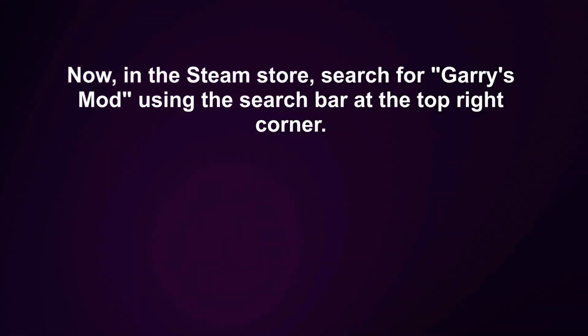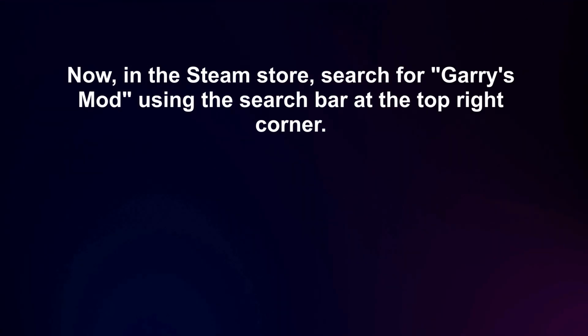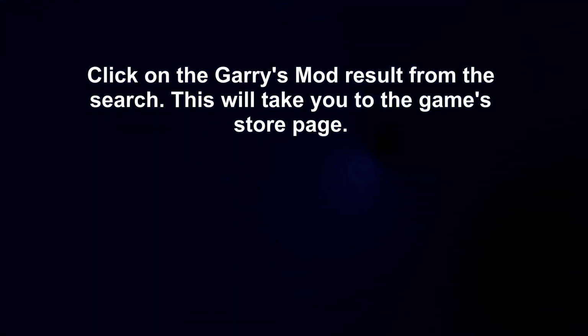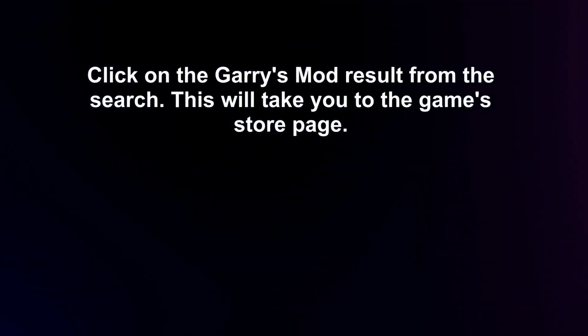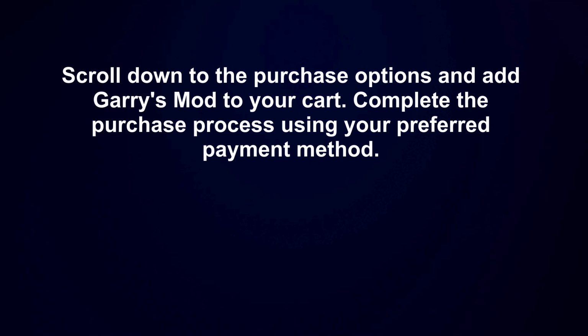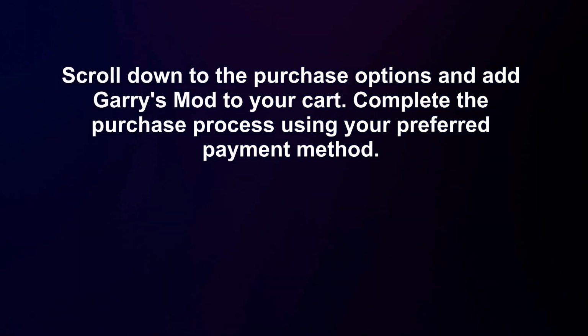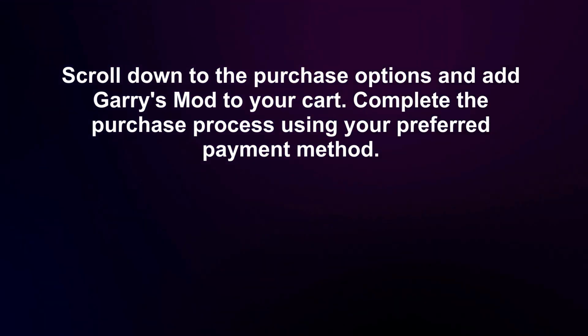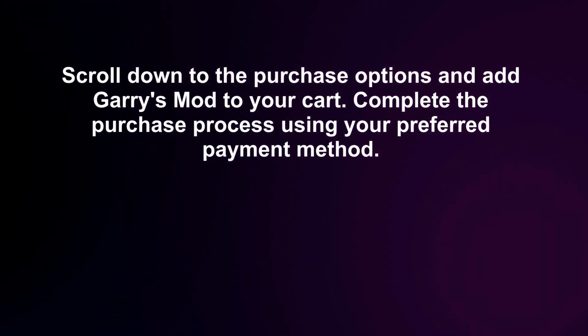Now, in the Steam store, search for Garry's Mod using the search bar at the top right corner. Click on the Garry's Mod result from the search. This will take you to the game's store page. Scroll down to the purchase options and add Garry's Mod to your cart. Complete the purchase process using your preferred payment method.